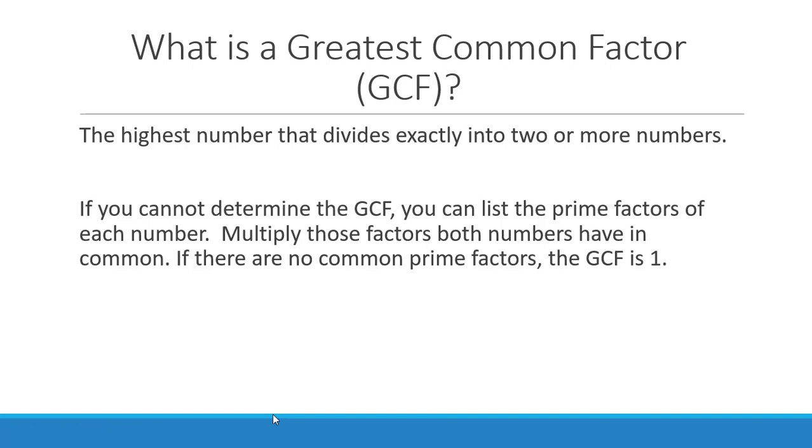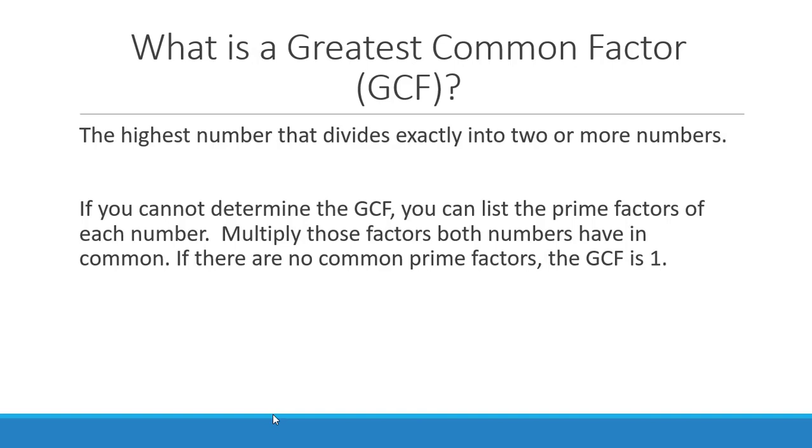The most basic form of factoring is taking out what we call the greatest common factor, or GCF. The GCF is the highest number that divides exactly into two or more numbers. If you can't determine the GCF, you can always list the prime factors and then multiply the factors they have in common together. If there are no common prime factors, then the GCF is 1.